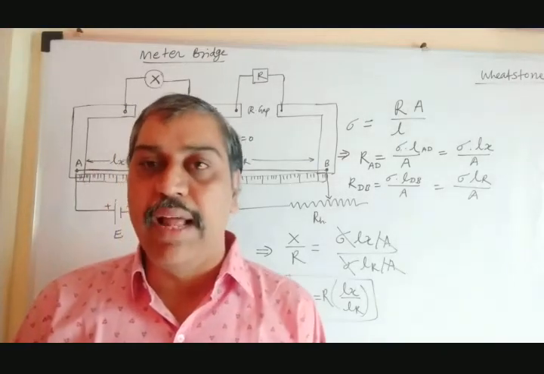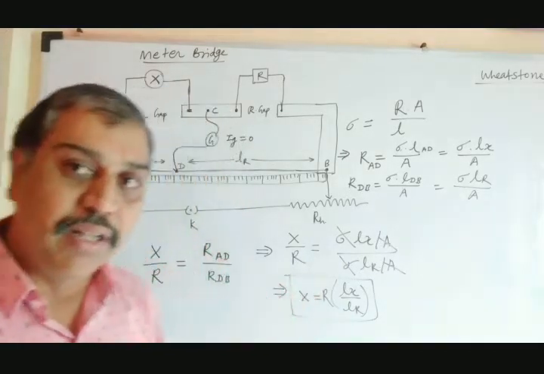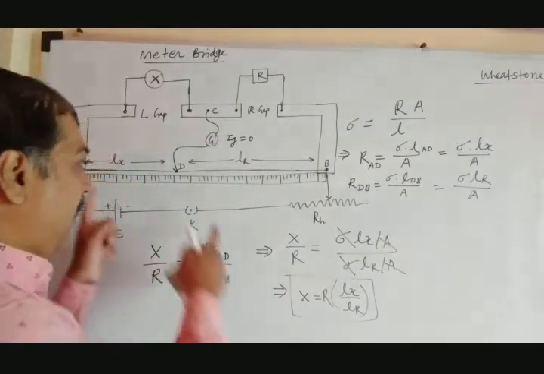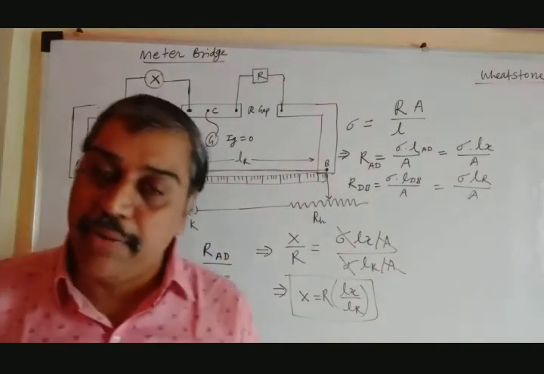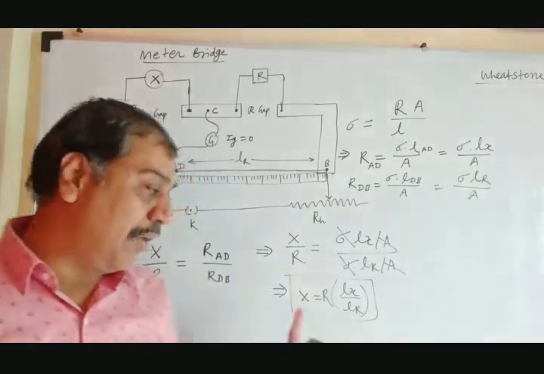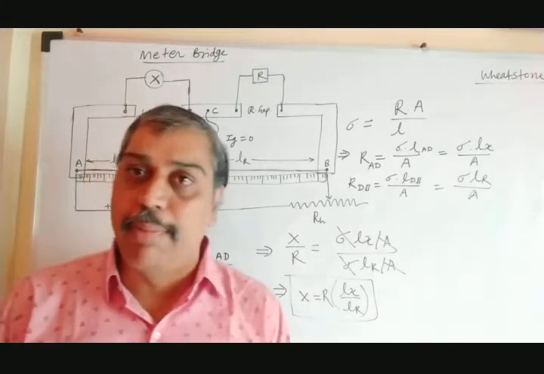And the third probable error: the measurement of Lx and Lr may not be accurate. The student or person who is going to measure these lengths Lx and Lr may or may not be accurate. If it is not accurate, then definitely the value of X gets changed. So there would be error in the measurement.